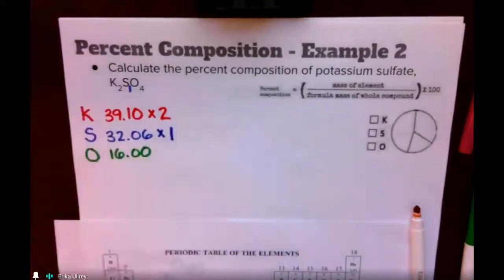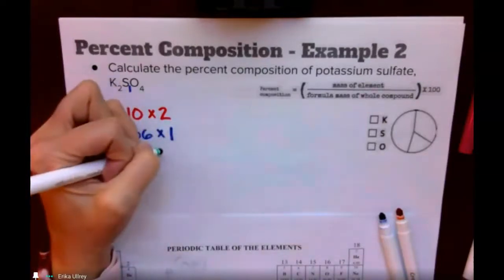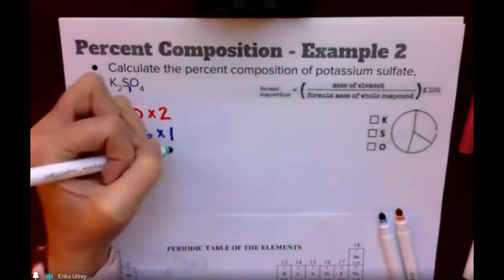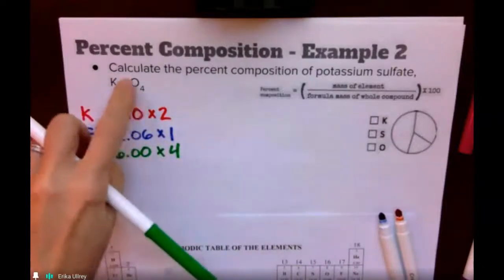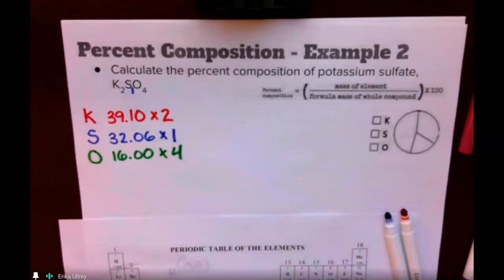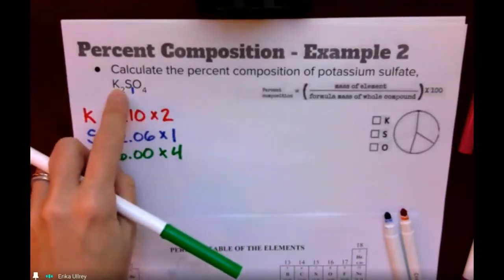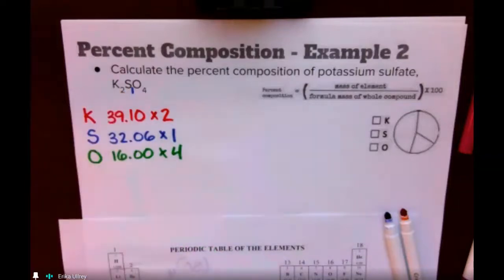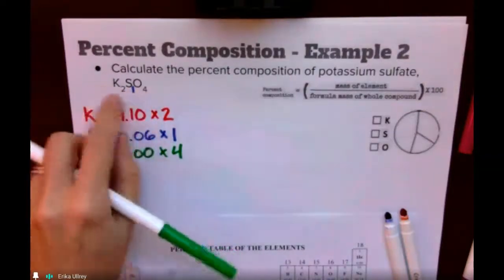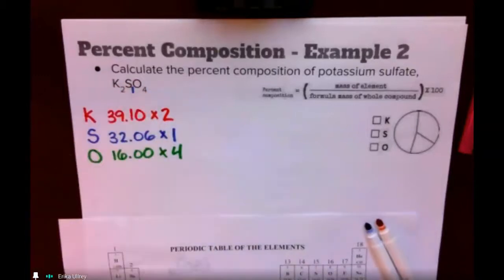So we're going to multiply that by 1. So what are we going to multiply the oxygen by, Star? Then would it be 4? Then it would be 4, yes. So the 4 only goes with the oxygen, the 1 goes with the sulfur, and the 2 goes with the potassium. These numbers down below won't go to more than one element unless there's parentheses, okay? But because there's no parentheses, each of these subscripts just belong to the letter that they're touching.